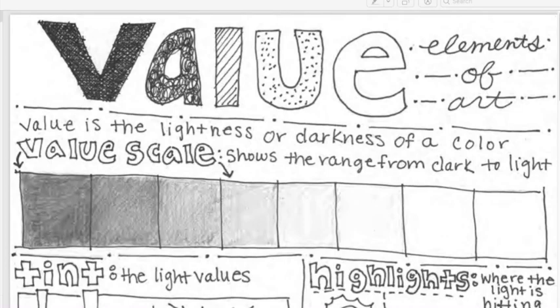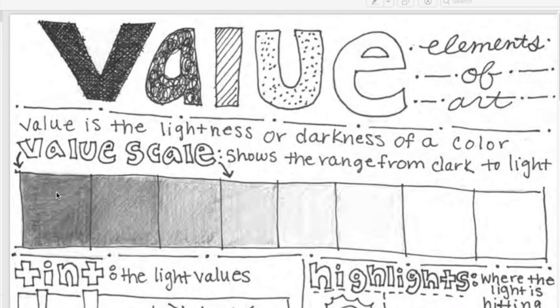Here's a read-through of the value packet that you would have got in your homework pack or in Google Classroom this week. Starting on the front page, it says value, elements of art, and it says value is the lightness or darkness of a color. This is something we've kind of worked on a little bit already, so hopefully it's a review.